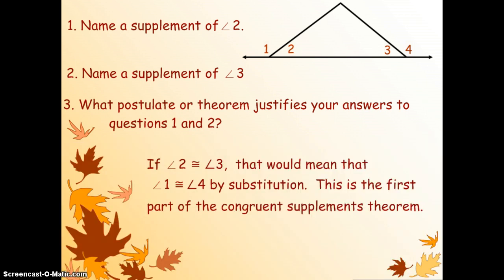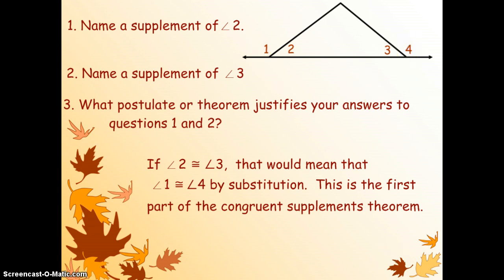What if I were to tell you that angle 2 and angle 3 are congruent? Then by substitution, you'd be able to find that angle 1 and angle 4 are congruent to each other. This is the first part of the congruent supplements theorem. It says if two angles, 1 and 4, are supplements to two congruent angles, 2 and 3, then those angles are congruent. 1 is congruent to 4.